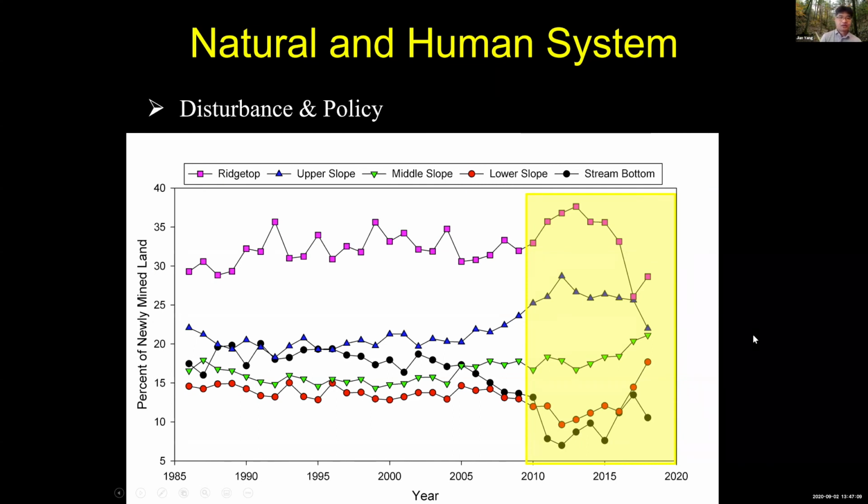The last idea that I have been working on is the coupling of the natural and the human system. Particularly, we are looking at how policy is affecting disturbance. This is a continuation of the earlier work, and it shows the percentage of newly mined land in five different topographic positions: ridge top, upslope, middle slope, lower slope, and the stream bottom. What we saw is that around 2010, there is a significant decline in the proportion of the stream bottom being mined, but an increase of the ridge top being mined. That speaks to Obama's policy, which regulated more, and had impacts on the regional topographic response to surface mining.